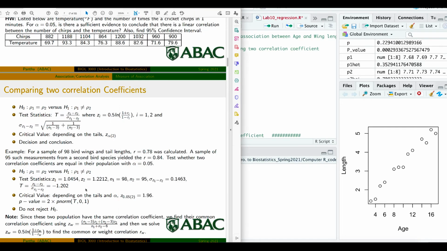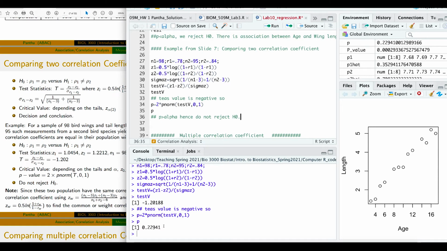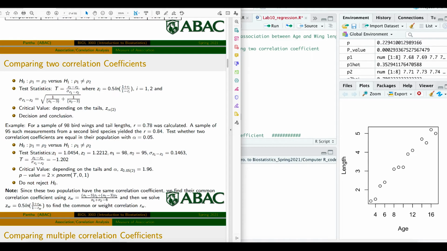That's what we say. Let us talk about the note. Since these two populations have the same correlation coefficient, we find their common correlation coefficient using G_W equals (N1 minus 3 times G1 plus N2 minus 3 times G2) over (N1 plus N2 minus 6). What does that mean? When we did the hypothesis testing, we said we do not reject the null hypothesis. Do not reject the null hypothesis means rho 1 and rho 2 are equal, right? So both of those pairs have the equal correlation coefficient.